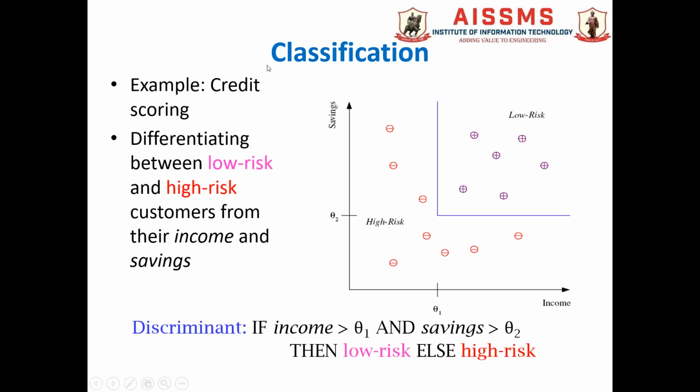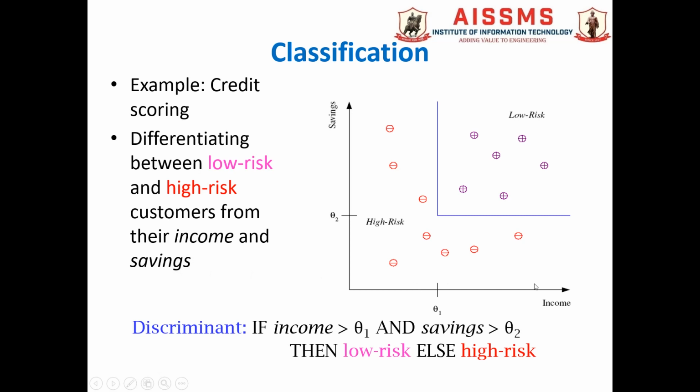We will try to understand the classification process where the outputs are discrete in nature. Consider that if we have to model a classification system for differentiating the low risk customer from the high risk customer, and the input parameters for differentiation are, suppose, income and saving.